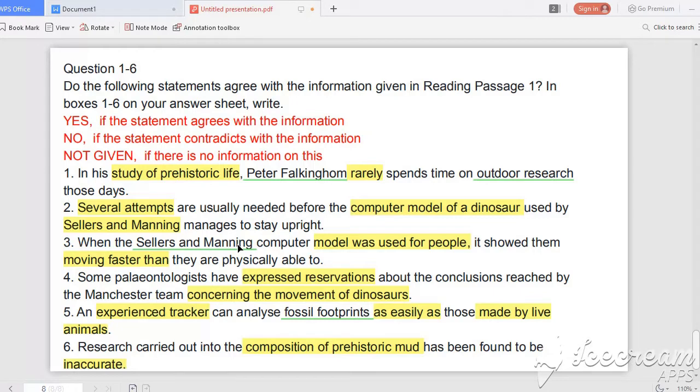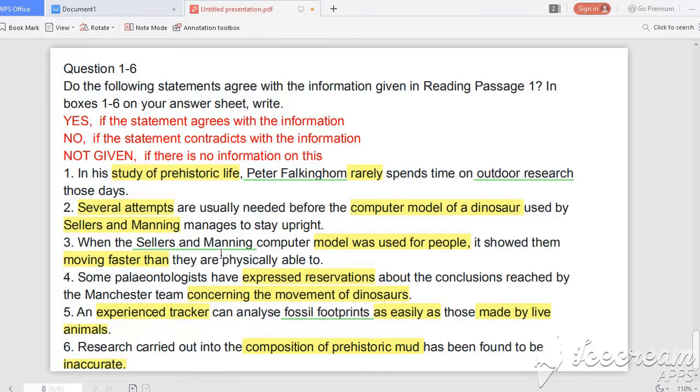So now let's move to the third question. When the Sellers and Manning computer model was used for people, it showed them moving faster than they are physically able to. So again pause the video and read this question again and try to understand its meaning, because understanding the question as a whole is very important to answer true, false, and not given questions. So what it means is that in the computer model, people were able to move faster than they actually are able to.